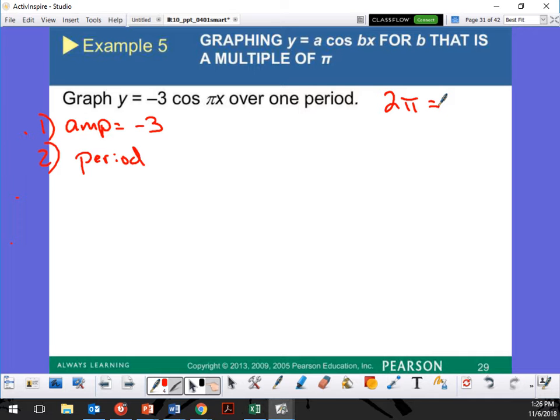Equals what in this case? Pi x. Very good. So it's this piece right here. This is the piece that it's going to be equal to, right? We're going to eventually have some phase shift in here, but as of right now, don't worry about it. So what would I do to get x by itself? Divide by pi. Then you get 2. So I get x is 2. So my period is 2.